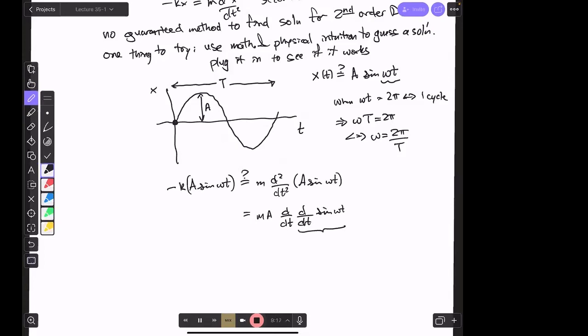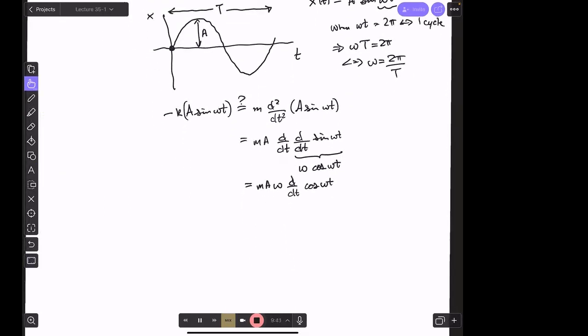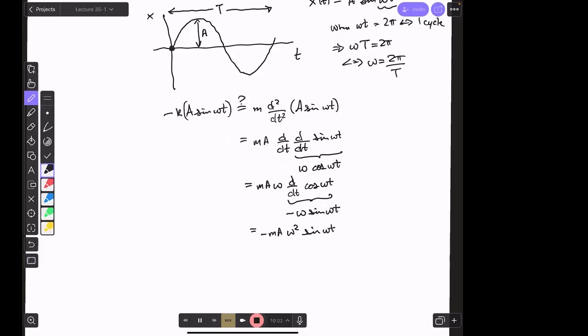The derivative with respect to time of sine is positive cosine, and in the process, a factor of omega comes out. So this is equal to omega times positive cosine of omega t. Omega is a constant, so I can pull that out. So this is ma omega d by dt cos omega t. The derivative of cosine is minus sine. And again, there's an omega that comes out. So putting that all together, this is minus ma omega squared sine omega t. And again, on the left side, we've got minus ka sine omega t.